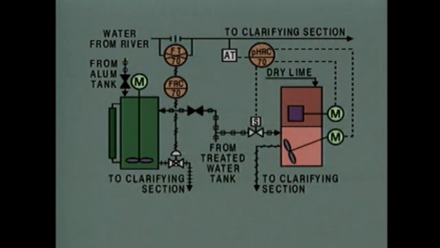Treated water used to make the solution is added by opening this control valve in the treated water supply line, so the valve could be checked for proper operation. Since the system is controlled by this pH recorder controller, it could be checked.